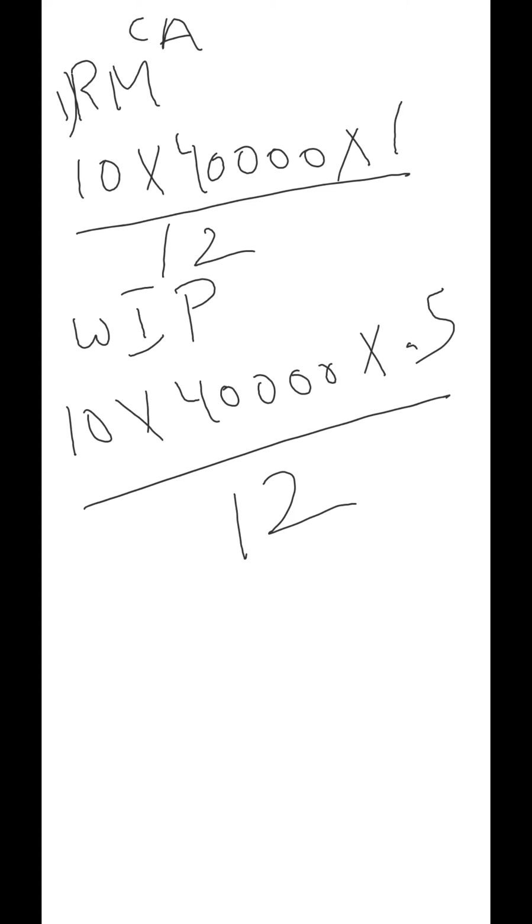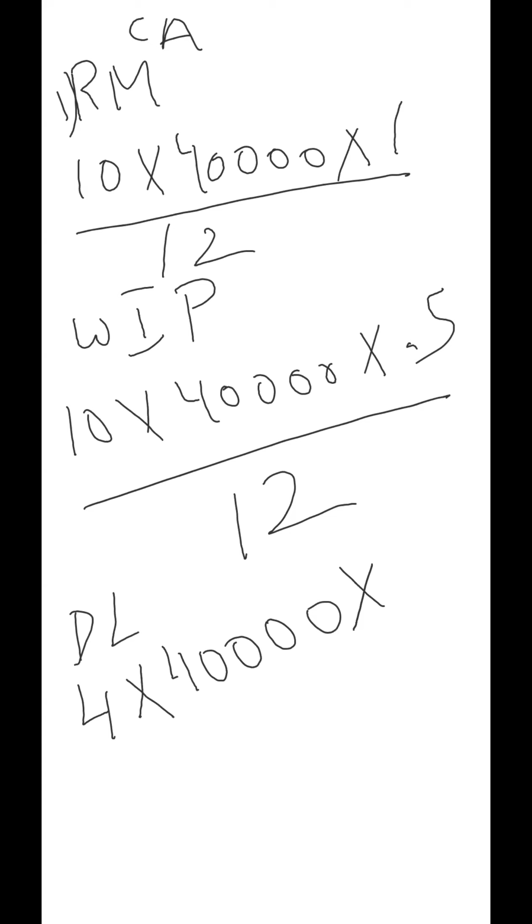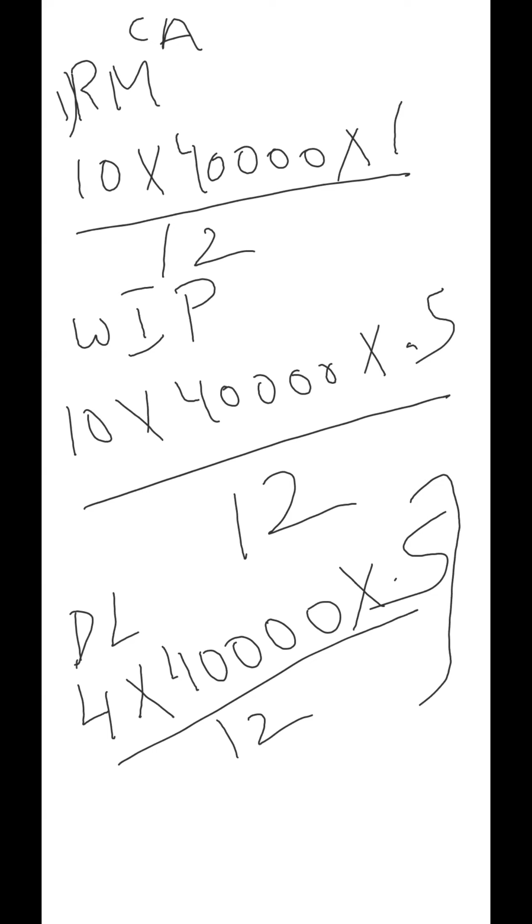Now you have to calculate the direct labor. What is the cost for the direct labor? 4 into number of units, 40,000. How much lag is there? Half a month. How much percentage do we have to take for the direct labor in the work in progress? How much do we take? 50. Yes, 50%.